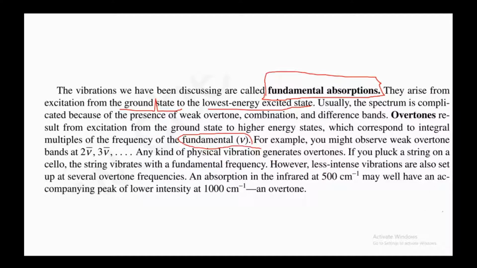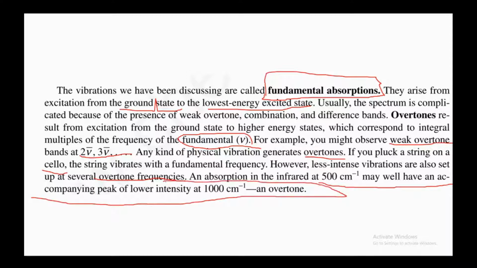For example, you might observe weak overtone bands at 2 nu bar, 3 nu bar. Any kind of physical vibration generates overtones. If you pluck a string on a cello, the string vibrates with a fundamental frequency. However, less intense vibrations are also set up at several overtone frequencies. An absorption in the infrared at 500 per centimeter may well have an accompanying peak of lower intensity at 1000, an overtone.